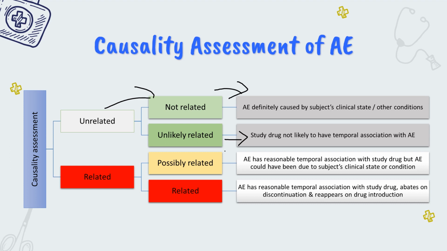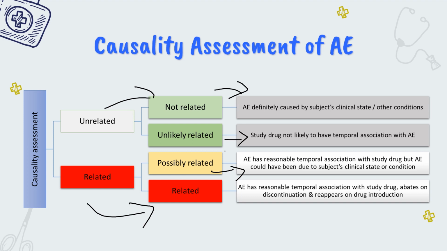If we say the AE is related, then we have to determine whether it is possibly related or definitely related. When it comes to possibly related, then that adverse event needs to have a reasonable temporal association with the study drug, and that could also have been due to the subject's clinical condition or state.